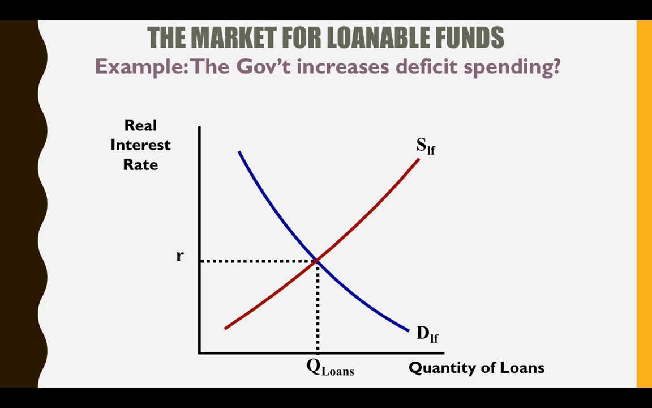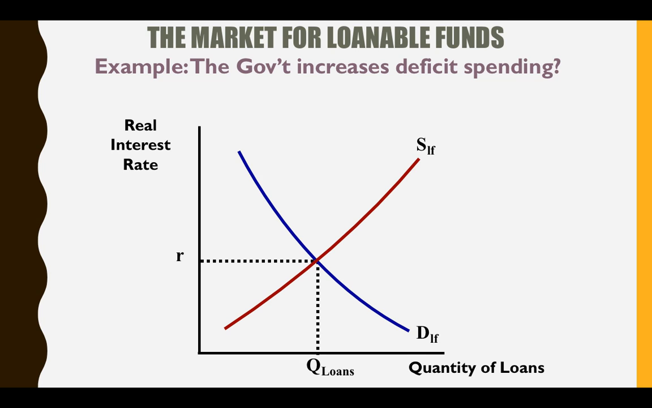Let's look at a scenario. The government increases deficit spending. This is one of the most common instances of government borrowing. Okay, what is deficit spending? Deficit spending is when the government is spending money, but they're not raising tax revenues to cover their expenses. So, for example, textbook expansionary fiscal policy. What do you do? You increase government spending and you lower taxes.